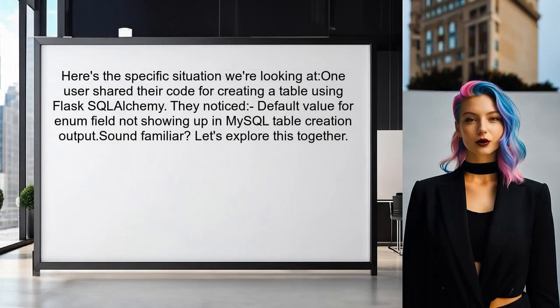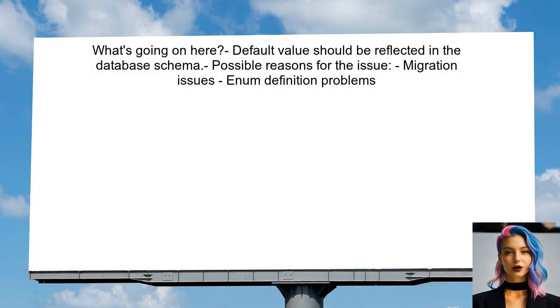Let's take a look at the specific question at hand. One user recently shared their code for creating a table using Flask SQLAlchemy. They noticed that the default value for their enum field wasn't showing up in the MySQL table creation output. Sound familiar? Let's explore this together. So what's going on here?